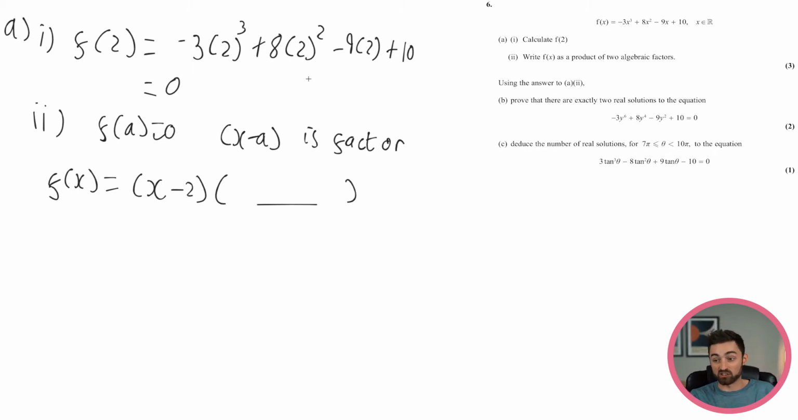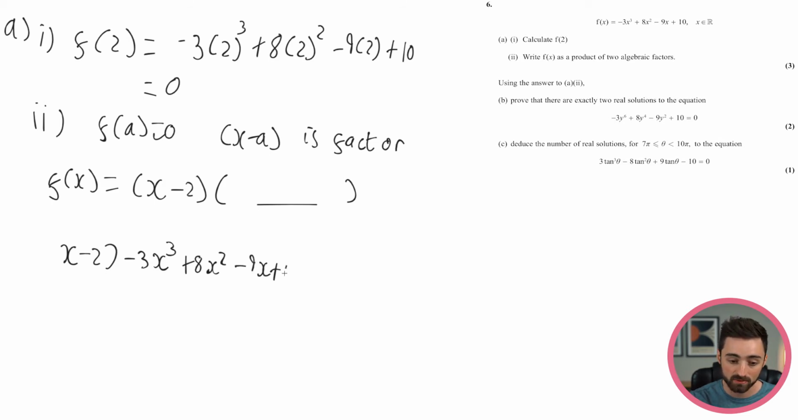So a couple of ways you could do this. I'm going to do polynomial division, so long division here. If I just divide my f of x, this whole cubic, by x minus 2, I'm going to get this other factor, aren't I? So let's do that now. I'm going to have x minus 2 here, and then in a big thing, I'm going to have minus 3x cubed plus 8x squared minus 9x plus 10. Okay, so this is all going to be underneath this.